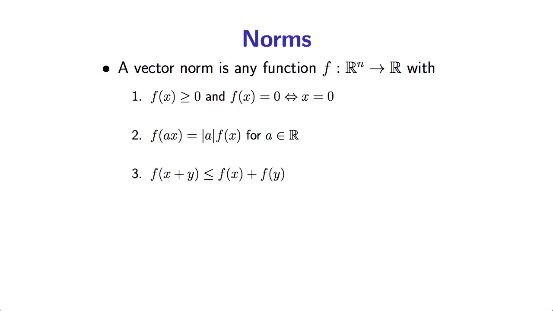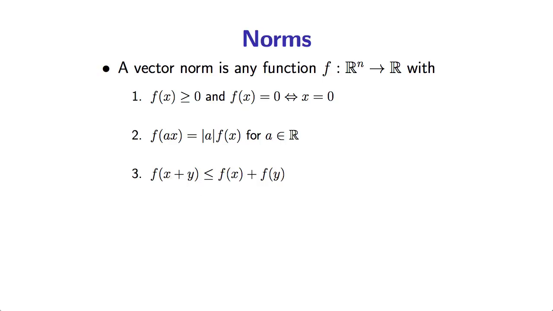Norms are another very important category of common matrix functions. We'll particularly talk about vector norms. These are functions that take as input a vector in Rn and output a scalar value. In particular, a norm is a function with these three properties. Any function that has these three properties is a norm.